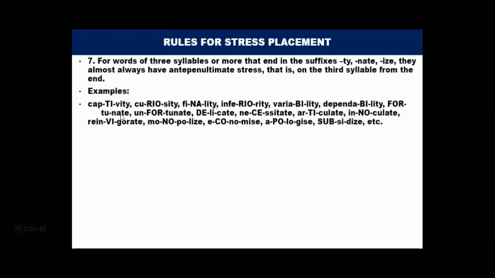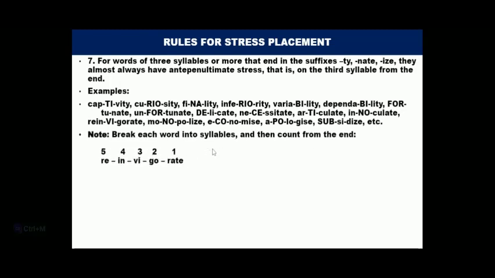fortunate, unfortunate, delicate, necessitate, articulate, inoculate, reinvigorate, monopolize, economize, apologize, subsidize, etc. Now, again, you break the word into syllables and number from the end of the word. 1, 2, 3, 4, 5. The rule says you should place stress on the third syllable from the end. So stress should be on vigorate. Okay?